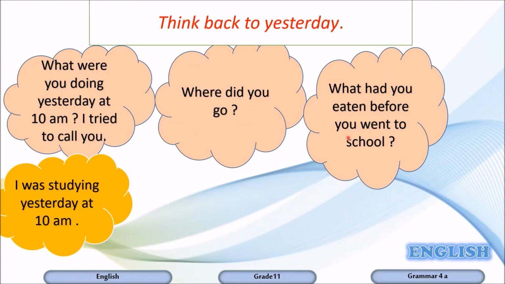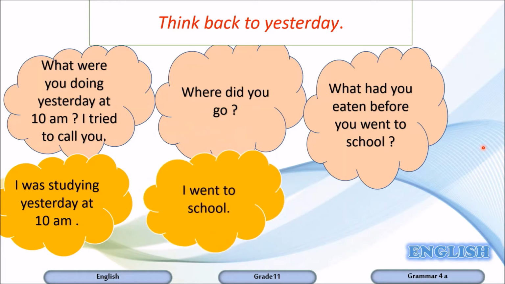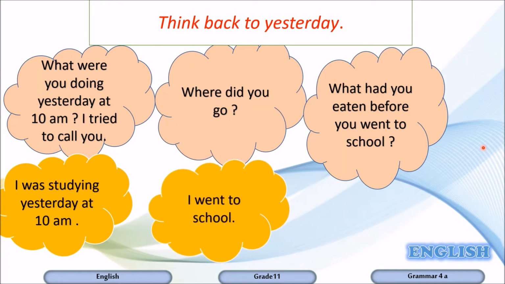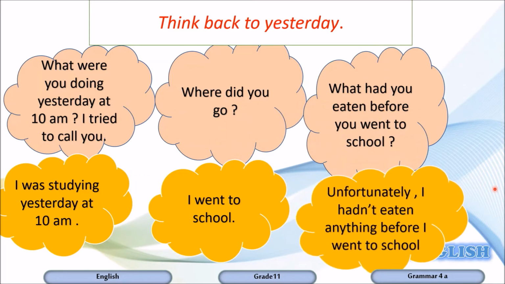Next question, where did you go? Of course, this question is about yesterday. I went to school. So here this action is completed. Next one, what had you eaten before you went to school? Unfortunately, I hadn't eaten anything before I went to school. So we are talking about an action that had taken place before I went to school.